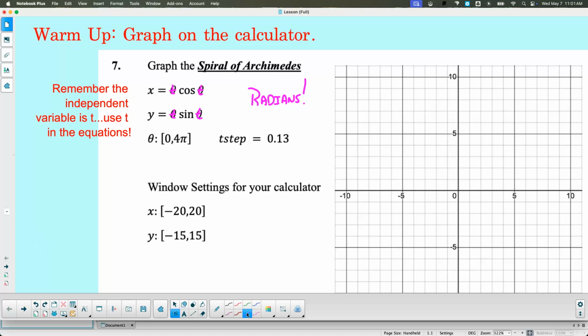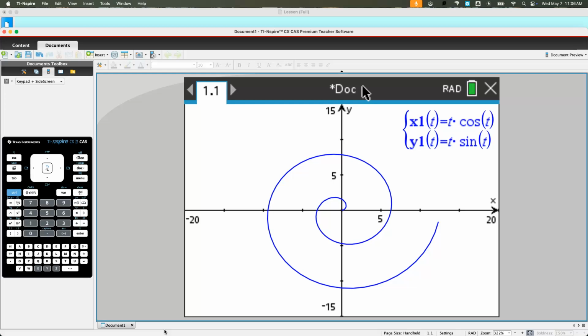Okay, so not only do you have to put that in, you also have to adjust the window. Do you know how to use your calculator? So it should look like that. It should just be a spiral that goes around twice.